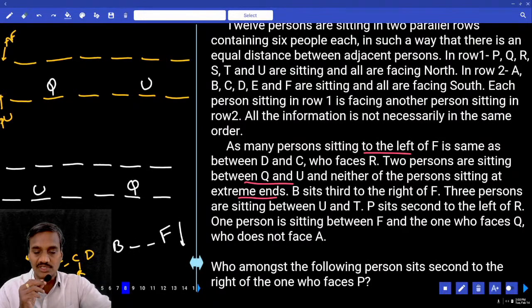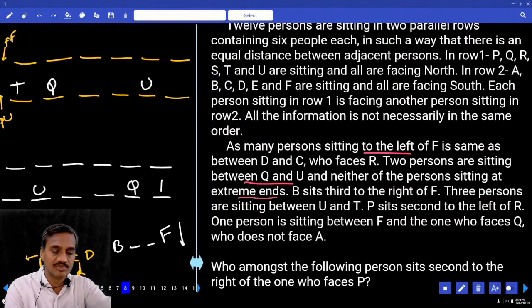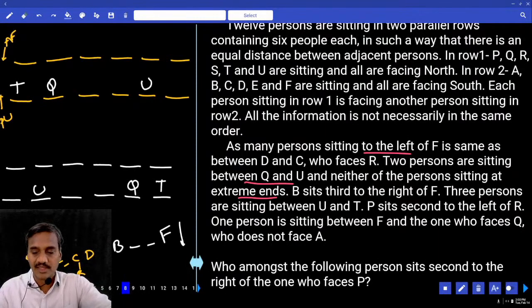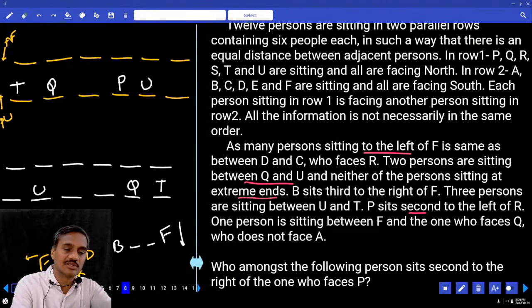B sits second to the right of F, and there are 3 persons between U and T. In between U and T, how many people? 3 people. Here also, between U and T there must be exactly 3. And P sits second to the left of R. P is seated second to the left of R, P and R.